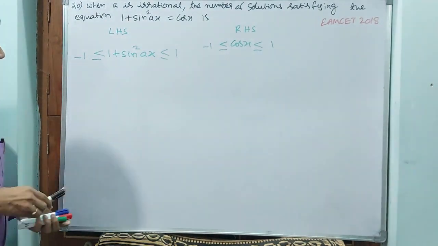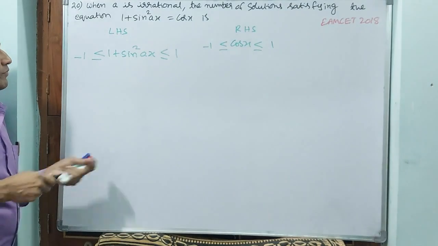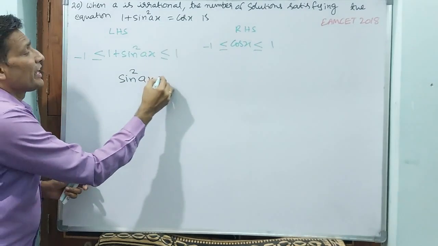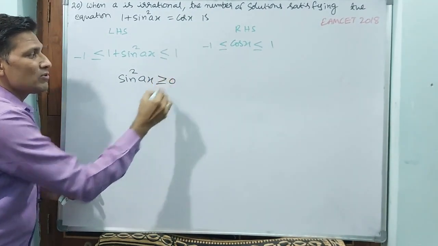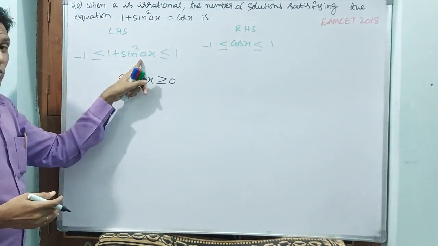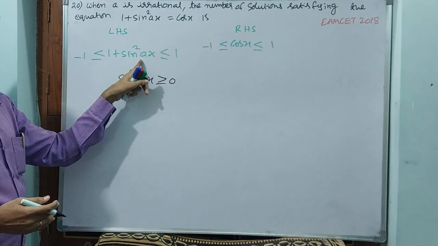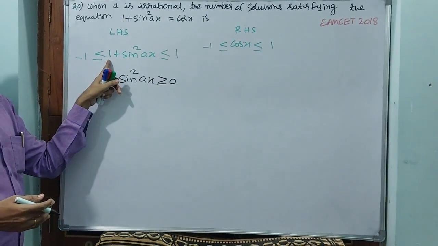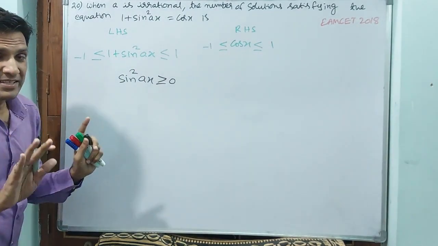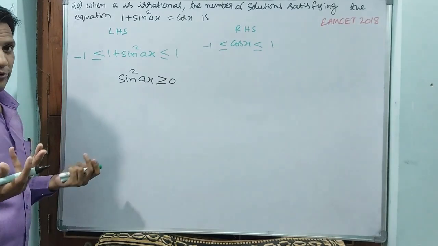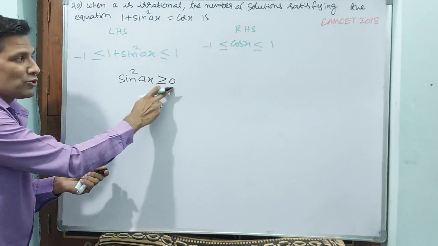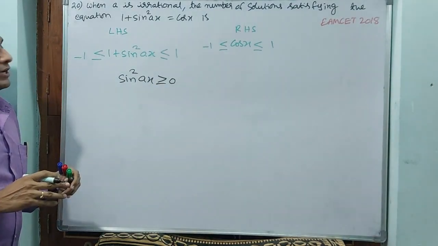Okay, now you tell me one thing. Sine square ax will always be greater than or equal to 0. Okay, we know very well. But already you are adding 1. That means sine square ax should not be less than 0. Why? Because you are squaring it. It should not be a negative number. Minus 3 means if you square, 9 will come. That is why it should always be greater than or equal to 0. That is the logic. Okay.